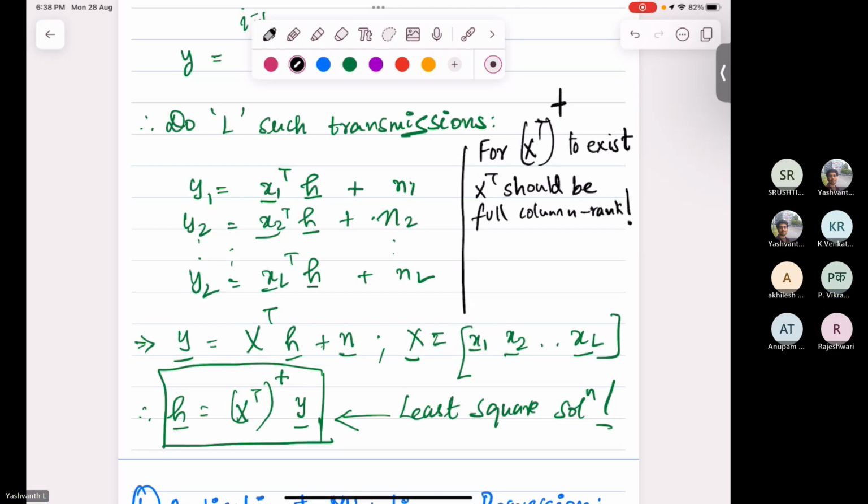Yes. Now you see, what is the dimension of this X here? Can anyone tell me? It's N_T by L. N_T cross L, right? Yes. So what is X transpose? L cross N_T. Is that right? Now, if it has to be full column rank, what is the relation between L and N_T such that X transpose is full column rank?